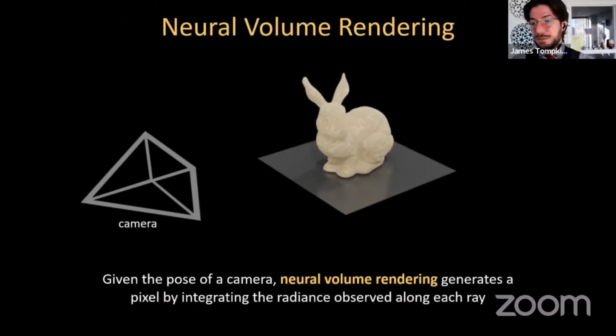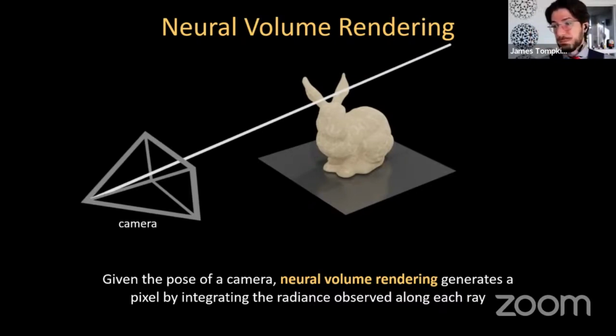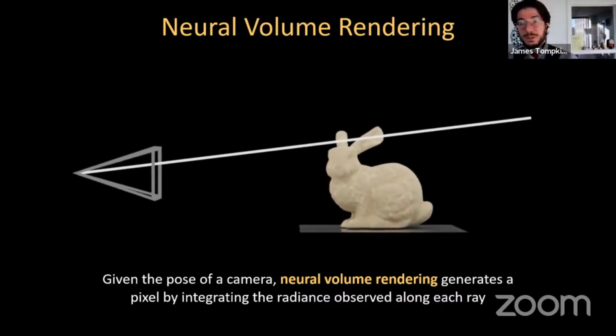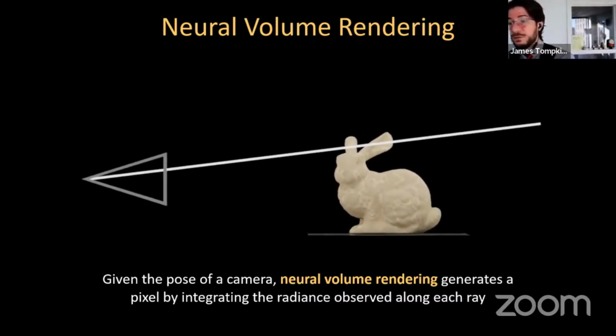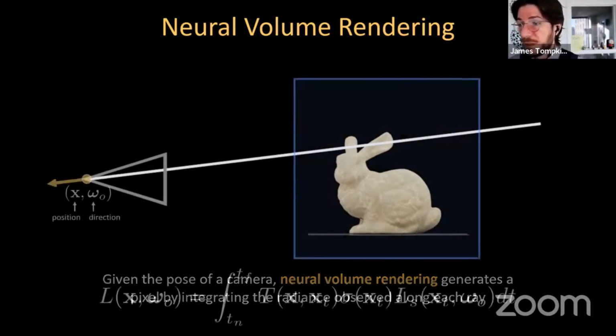So for every pixel in my input image within my reconstruction, I'm going to cast a ray through the volume and then sample points along that ray to integrate the light with respect to the density to produce a final color on the sensor plane.